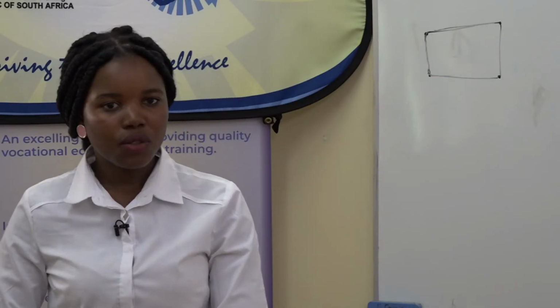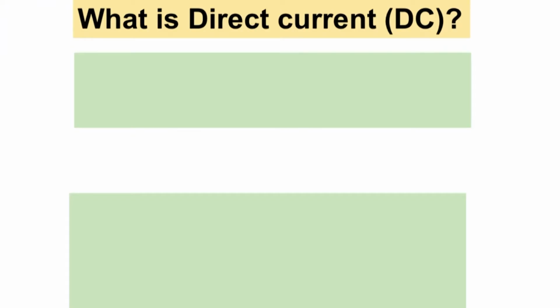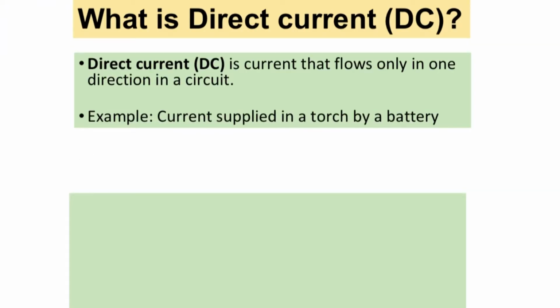First, I want us to focus on direct current, which is DC. What do we mean by direct current? Direct current is a current that flows in one direction in a circuit. For example, the current supplied in a torch by a battery, and we all know that a torch uses a battery. So the current only flows in one direction.